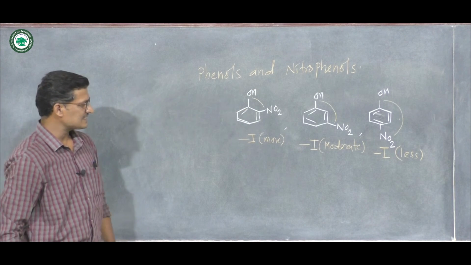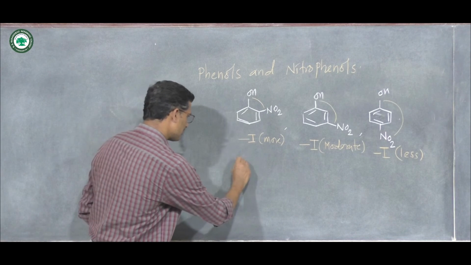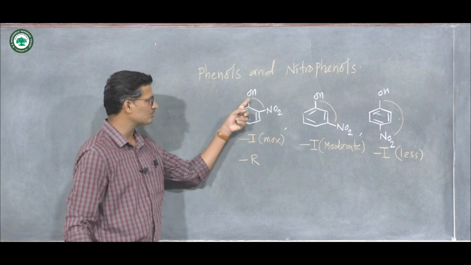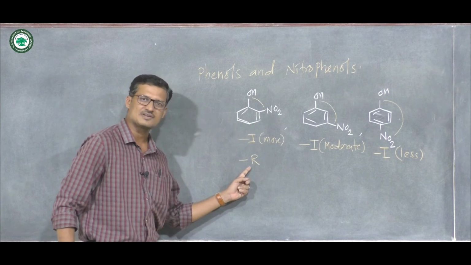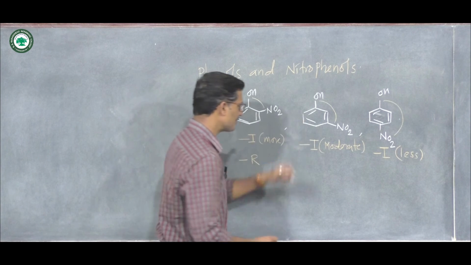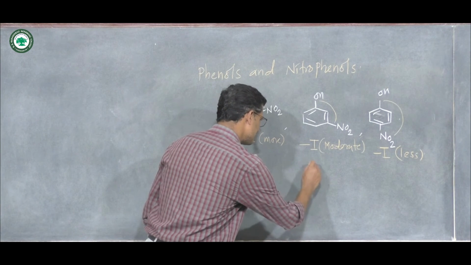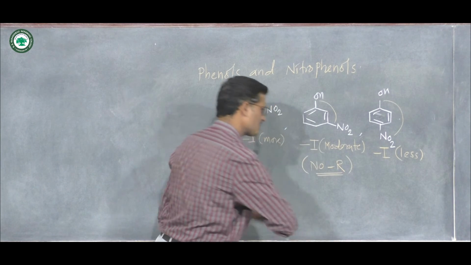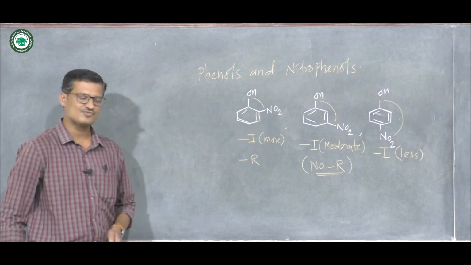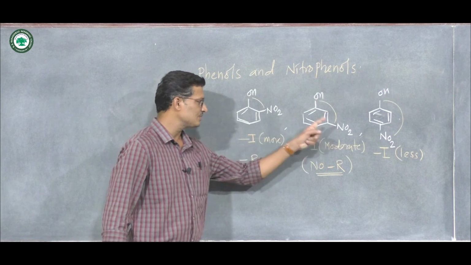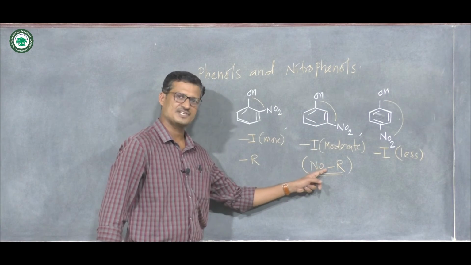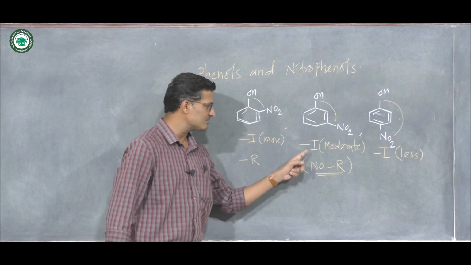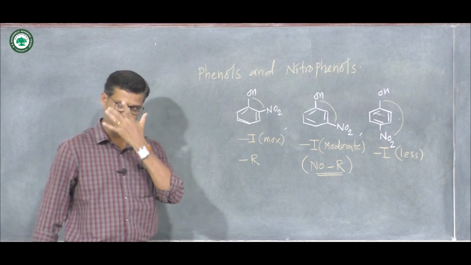So what happened in this case? Again, we remember the minus R effect. In orthonitrophenol, the nitro group gives the minus R effect. In metanitrophenol, there is no minus R effect. That is important: in metanitrophenol, the nitro group doesn't give the minus R effect. So in metanitrophenol, the nitro group only gives the minus I effect.